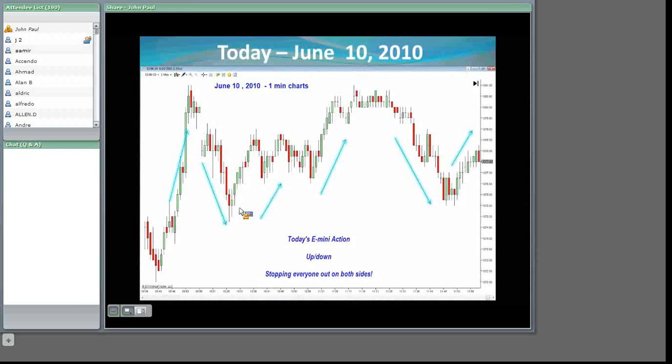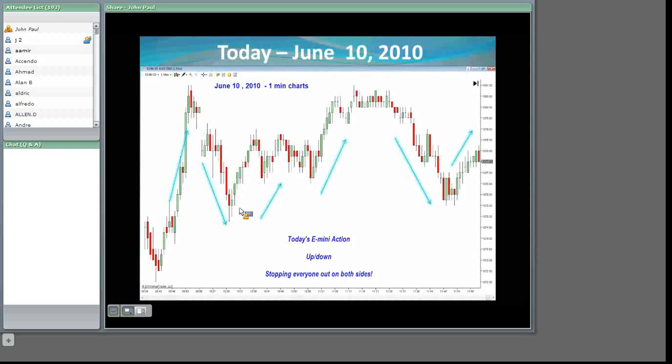Kofi here says, I got chopped up really bad today. Yep, and that's how markets do it. Okay, Kofi? That's exactly how markets work. Very rarely does the market go up strong continuously. It goes up, stops, chops back and forth, then continues on its movement.